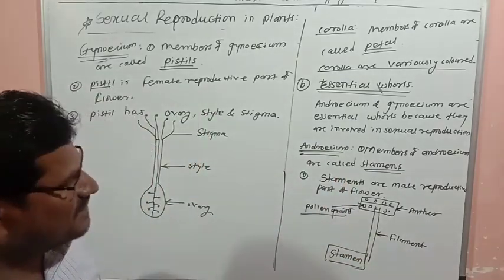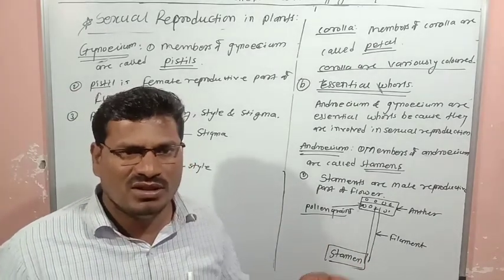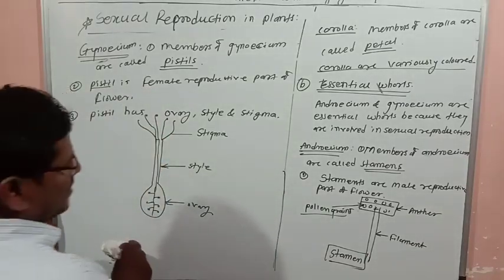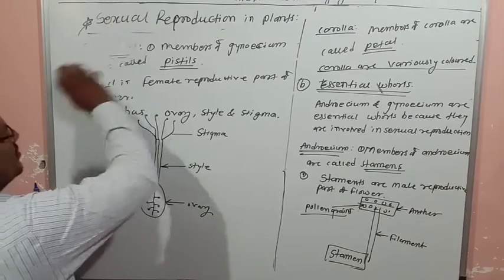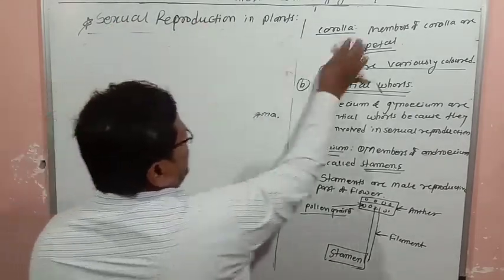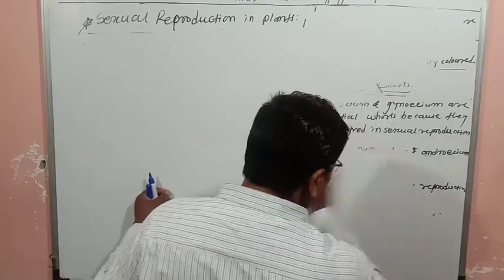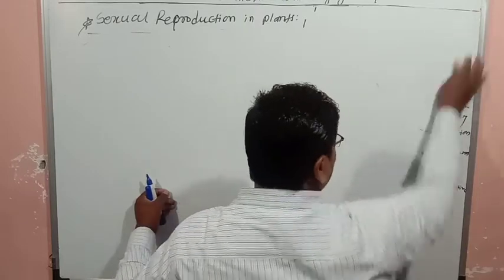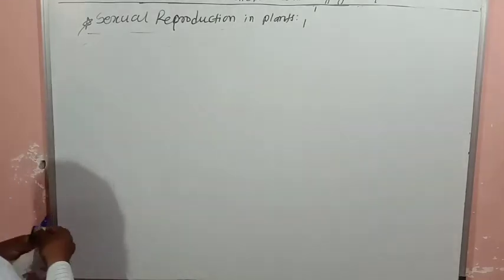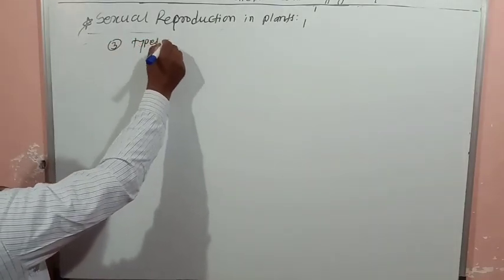So after this we are going to study the types of flower. Next, the third point we are going to study is types of flower, and the diagram of flower we will also draw.